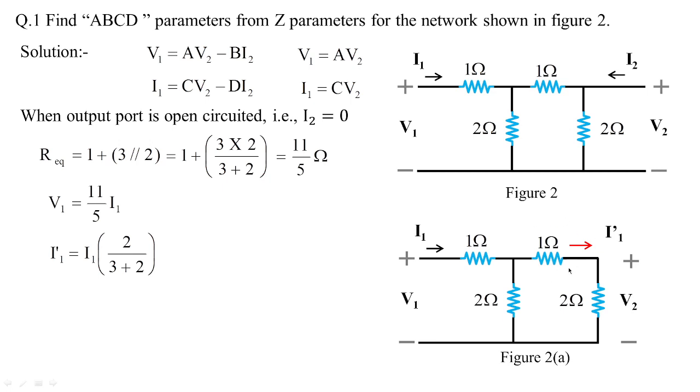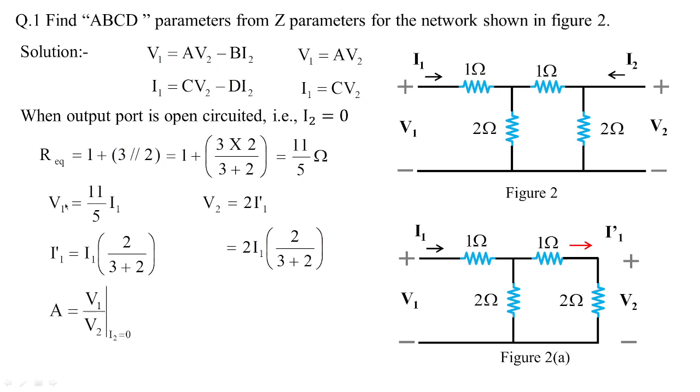So for I1, this 1 is in series with 2, the opposite parameter is 2. So 2 is over here, divided by 3 plus 2, that is the sum of these parallel resistors. Once I get I1 dash, I can easily obtain the value of V2. So V2 is equal to 2 I1 dash, and I1 dash I am substituting as 2 I1 by 5. So 2 stays as it is, and I1 dash is I1 multiplied by 2 divided by 5, so 2 by 5.